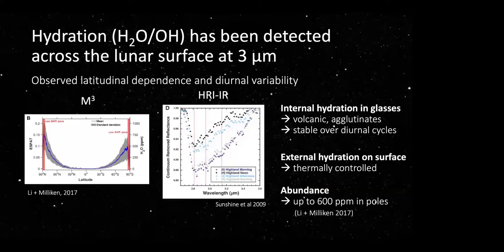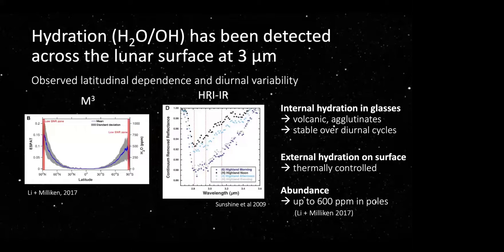3 independent spacecraft have detected the widespread presence of a 3 micron feature on the lunar surface that's consistent with hydroxyl and/or molecular water. This 3 micron feature has an observed latitudinal dependence, which we see on the plot on the left, where we have latitude on the x-axis and water abundance on the y-axis. As you get closer to the poles, that water abundance increases. There's also diurnal variability in the strength of the 3 micron feature, shown on the plot on the right, where the 3 micron feature is shown in purple during the lunar morning, and it decreases in strength as the surface heats up as you approach lunar noon, which is shown in black.